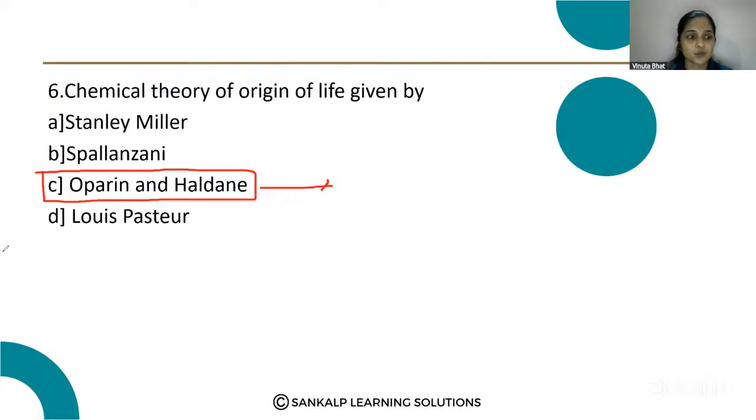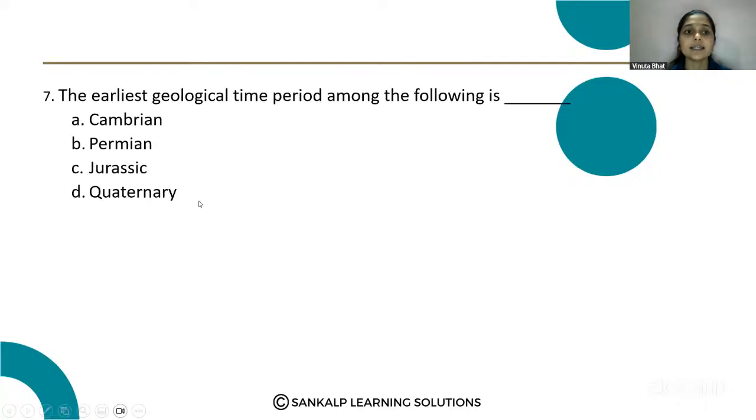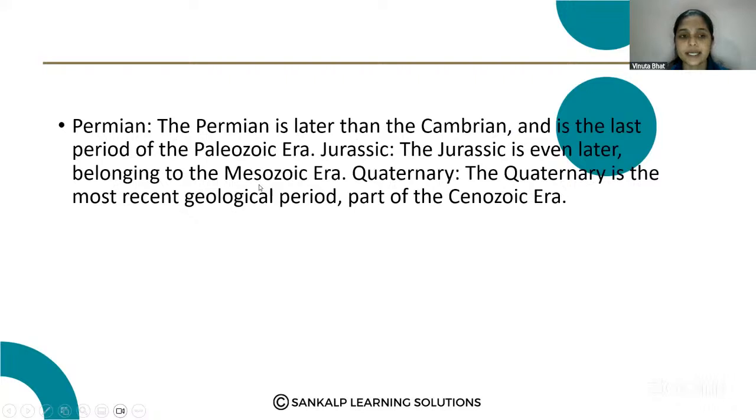Yes, let's move to the seventh question. The earliest geological time period among the following is Cambrian, Permian, Jurassic, and Quaternary. So, which one is the earliest geological time period among the following? Here, option A is the correct answer.